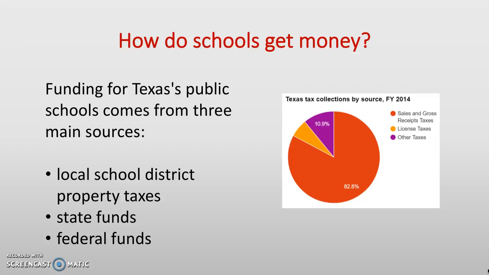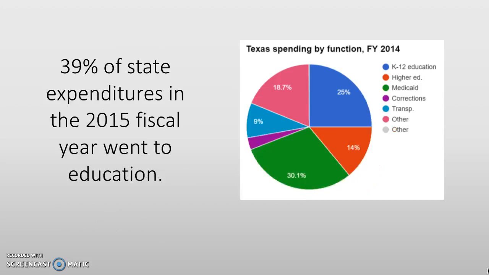Schools get funding from three main sources. They get those fundings from local school district property taxes, state funds, and federal funds. This graph shows a breakdown of how state funds are allocated. As you can see, education receives 39% of state expenditures. A large portion of our tax money goes into our education system. The pink and blue portions of this graph show education funds.